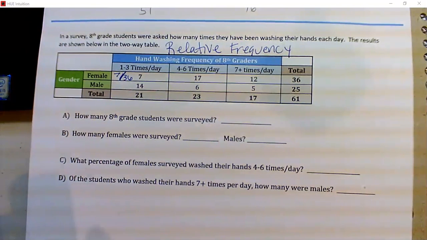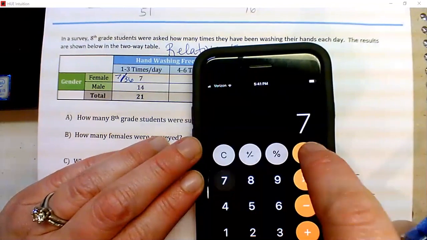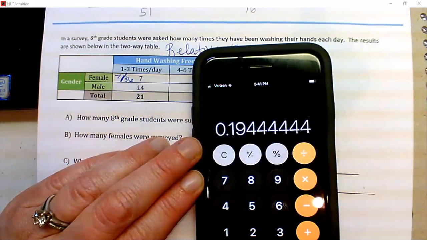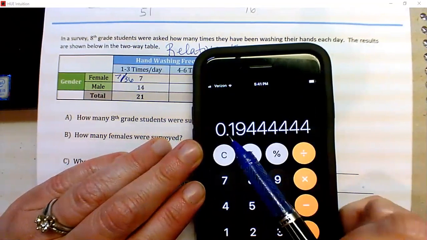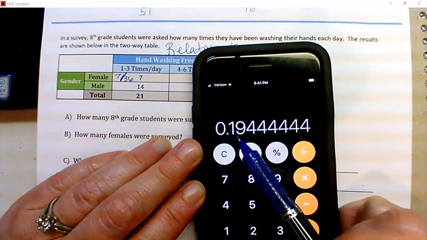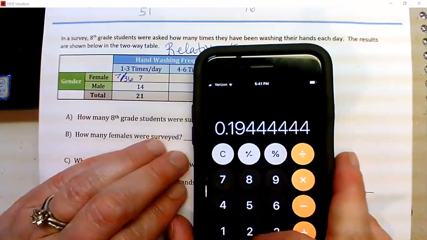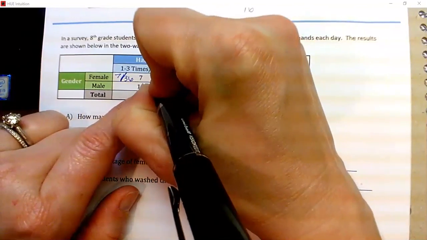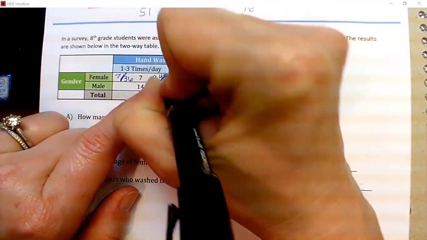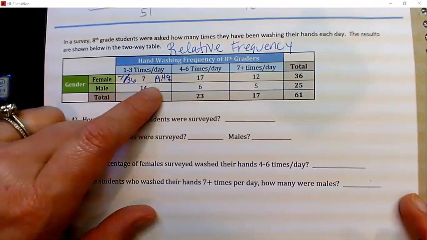I'm going to write it there as a fraction. I'm also going to grab my calculator because I want to find that percentage. So I'm going to do 7 divided by 36. And that gives me 0.1944, and I've got those 4s repeating, right? What if I turn this into a percentage, a decimal to percent? I've got to move my decimal 2 times to the right. So y'all, that's about 19%, almost 19.5%, okay? So I'm going to put right here about 19.4%. That's the relative frequency of females that wash their hands 1 to 3 times a day.